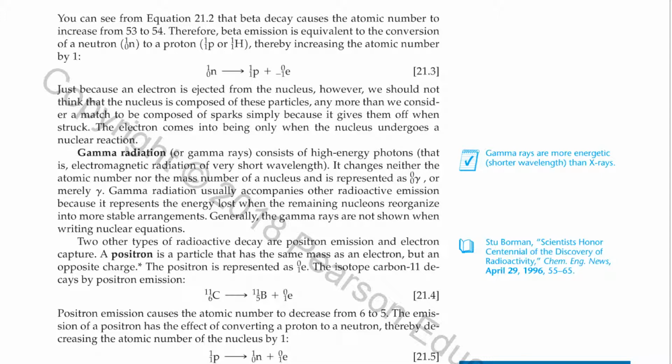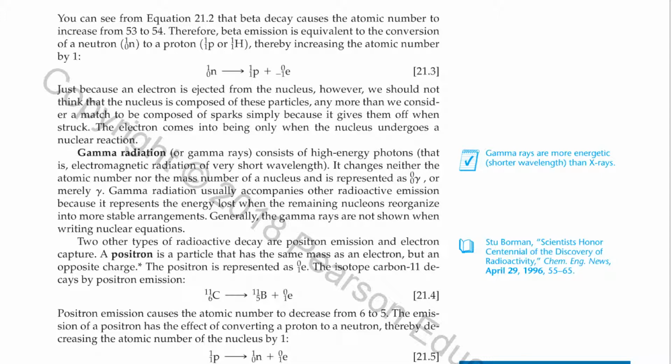Gamma radiation, or gamma rays, consists of high-energy photons, that is, electromagnetic radiation of very short wavelength. It changes neither the atomic number nor the mass number of a nucleus and is represented by gamma with superscript 0 and subscript 0, or merely gamma. Gamma radiation usually accompanies other radioactive emission because it represents the energy lost when the remaining nucleons reorganize into more stable arrangements. Generally, the gamma rays are not shown when writing nuclear equations.